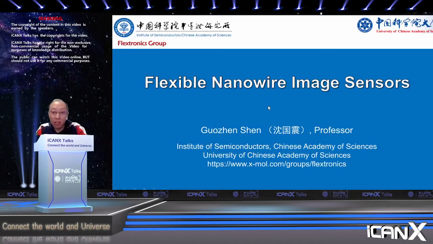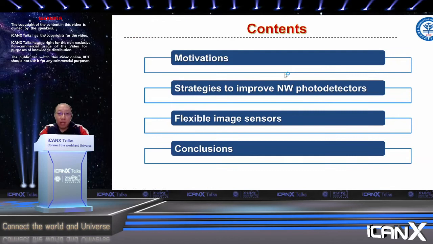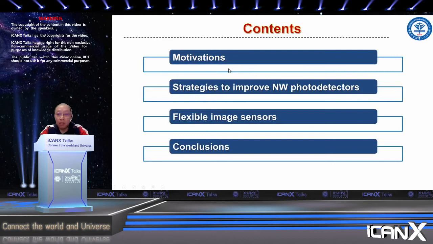Here is the content of my talk. It includes four parts. First is the motivation, and then strategy to improve nanowire photodetectors. Following this part will be the flexible image sensors. And finally, I will give a short conclusion.